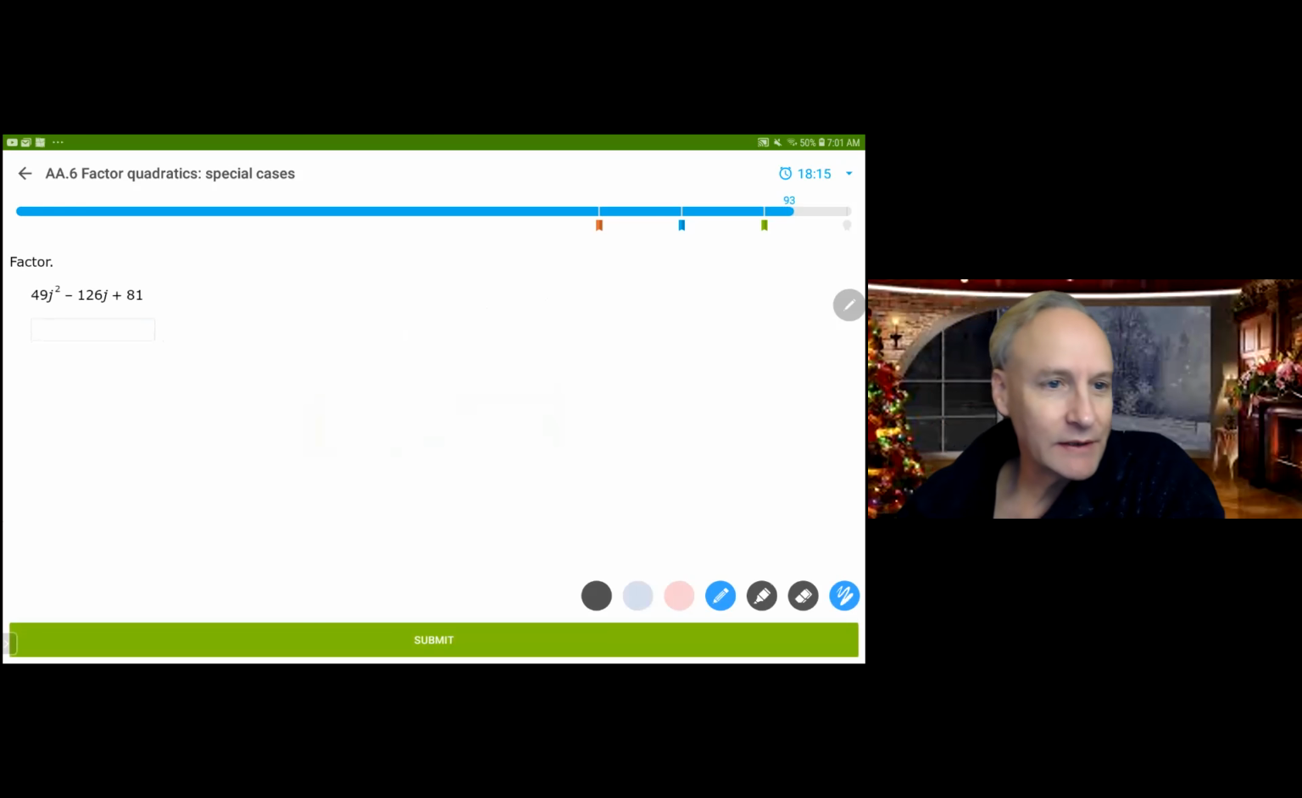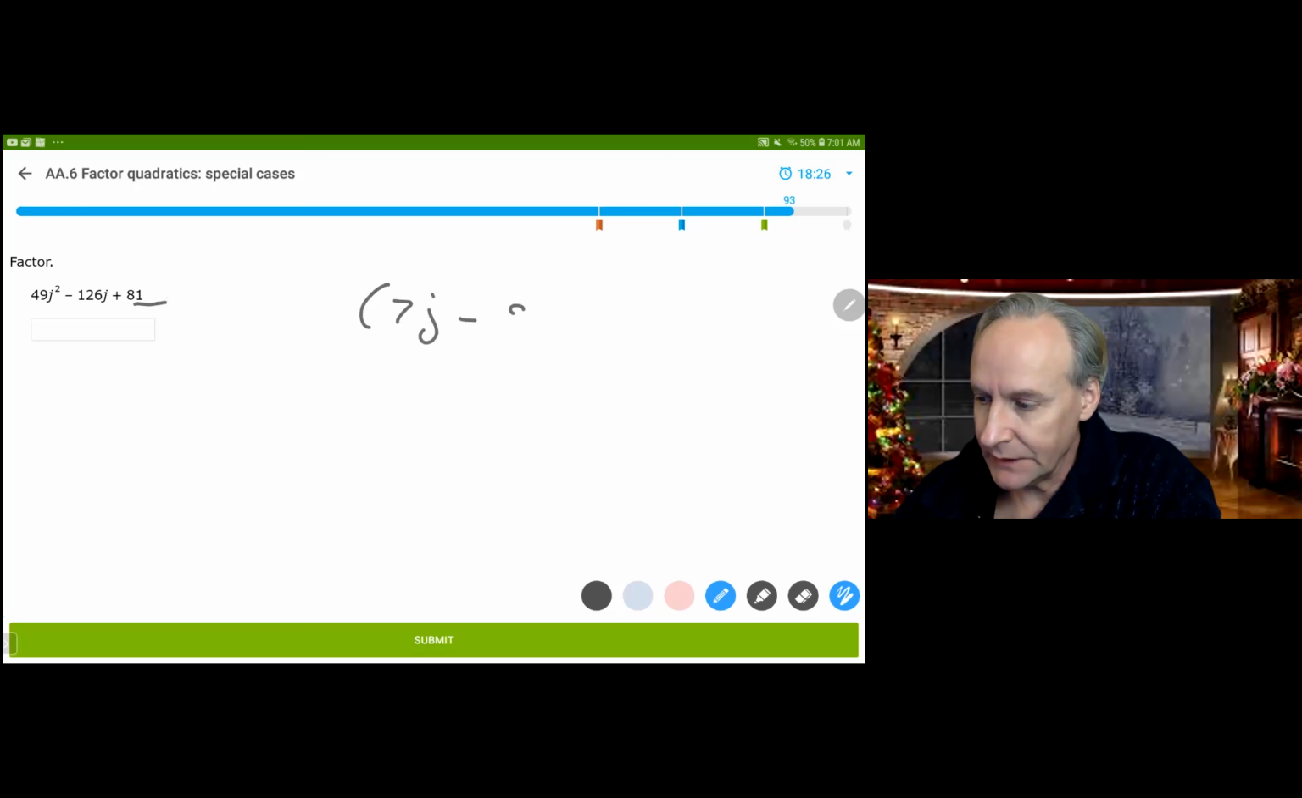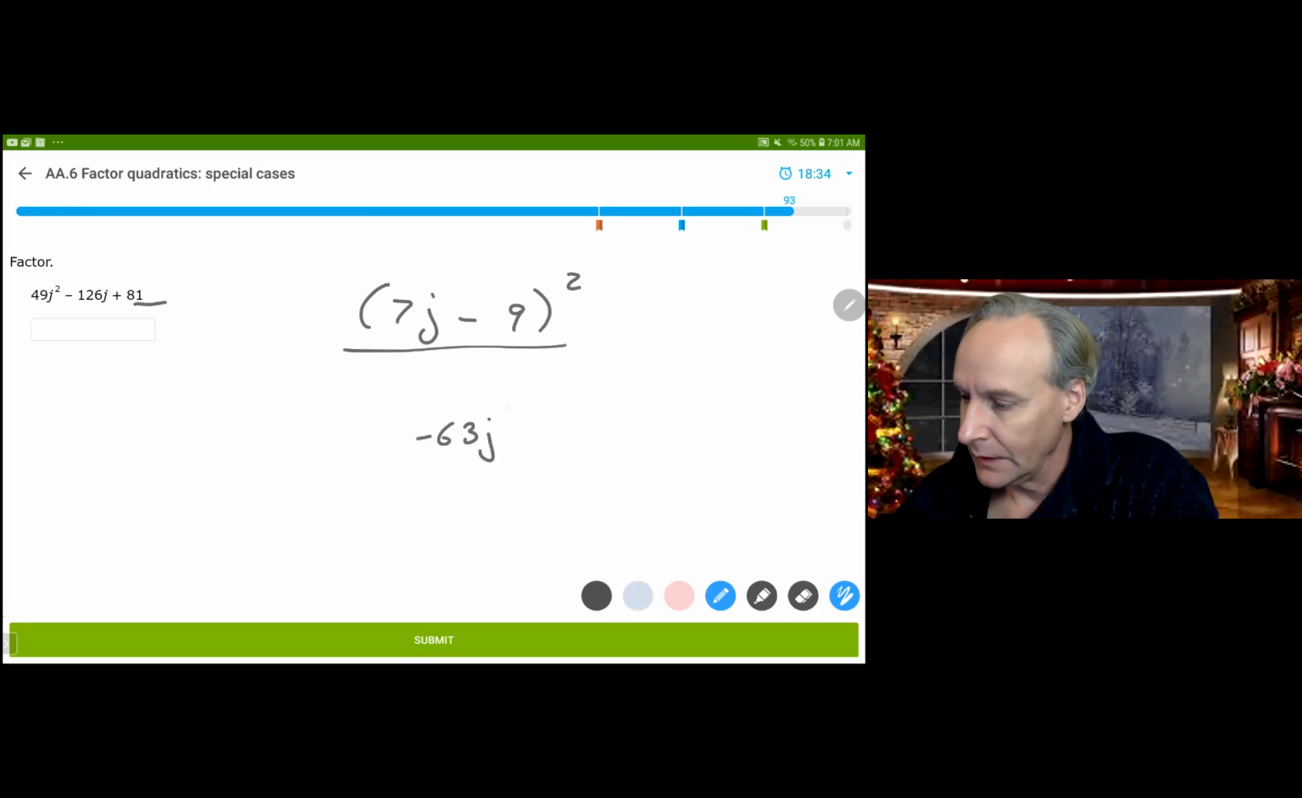Okay, what do we have here? It could be a perfect square trinomial. 7j, and square root of 81 is 9. We have a minus. And is this the case? Well, let's multiply them. 9 times 7 is 63. And if we double it, we get negative 126. I'm going to double it without looking.